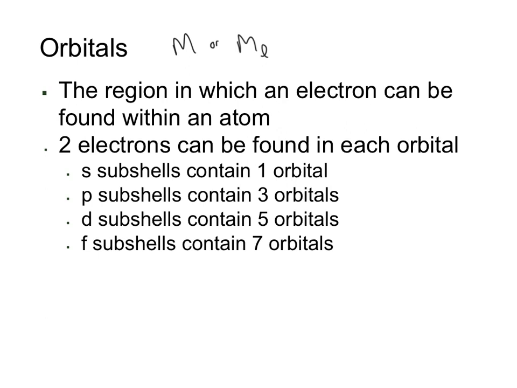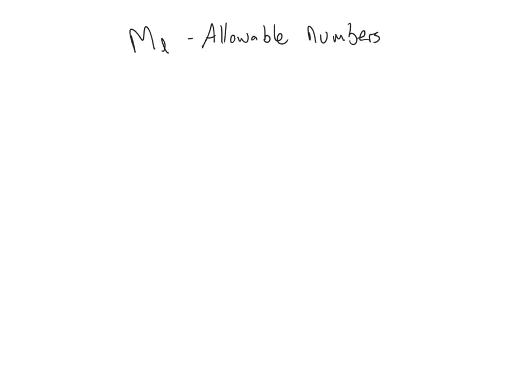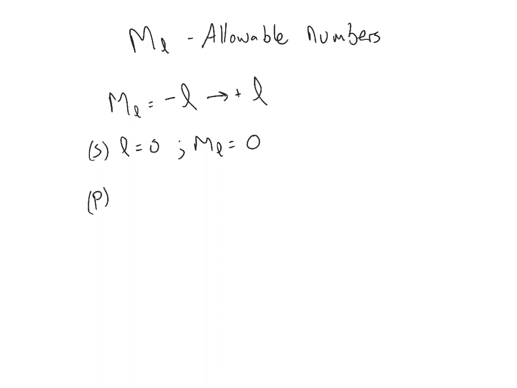When we look at the allowable numbers for m, we see that m can equal integer values from negative L to positive L. And so in other words, if I'm talking about an S subshell where L equals 0, the only thing that m can equal is 0. And so on. In a p sublevel, L equals 1. So our m values can be negative 1, 0, or positive 1.